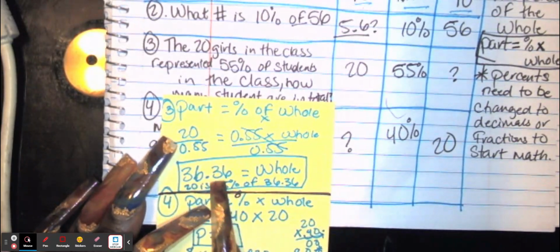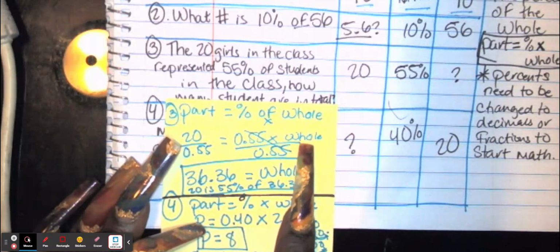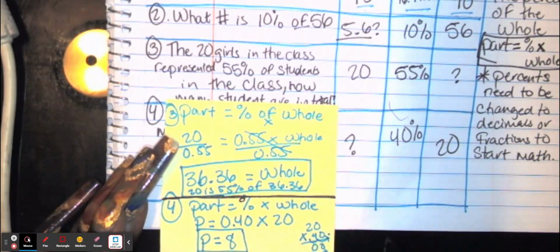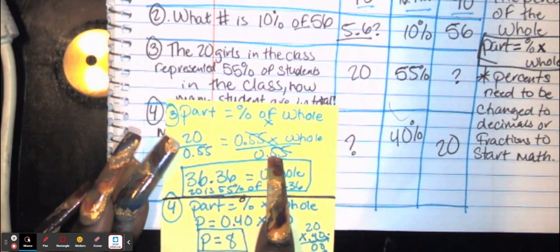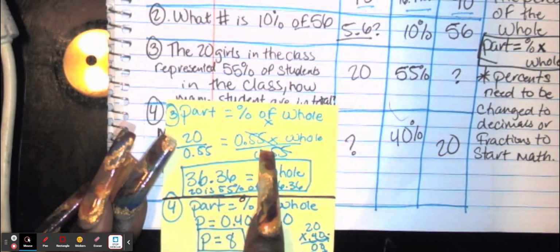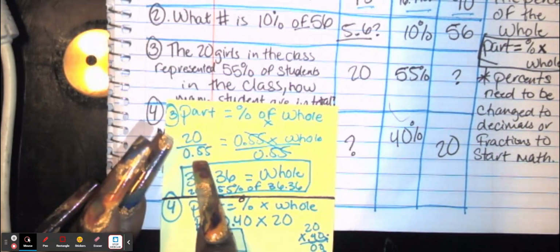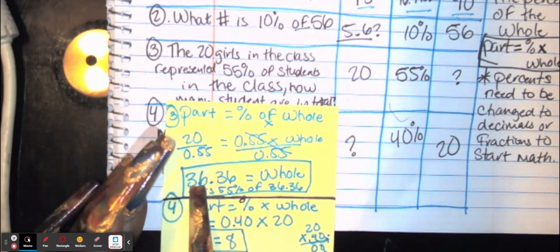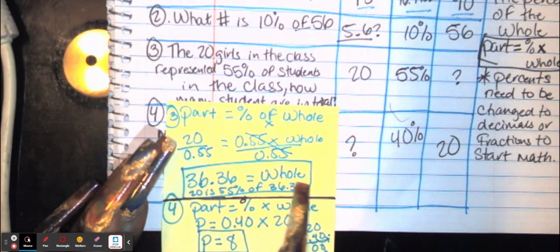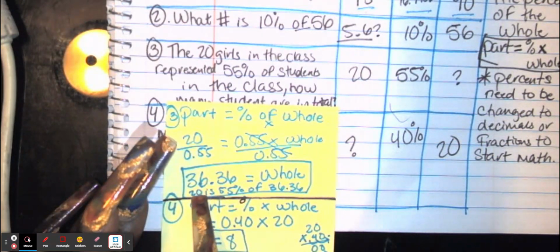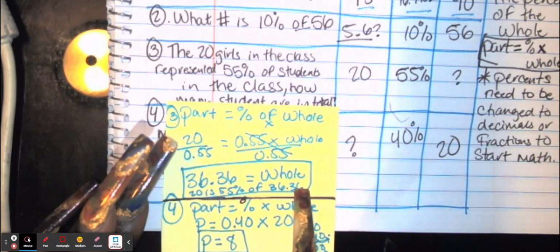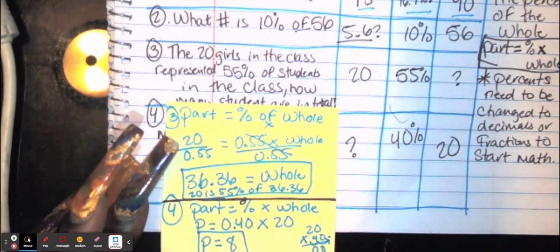So here, if I know that this is a variable, in order to solve for a variable, I have to undo the equation. This is multiplication. So to do the opposite, I need to divide. So I divide both sides by 0.55. Of course, I did my work to the side, but that gives me 36.36. And that basically tells me that 20 is 55% of 36.36.